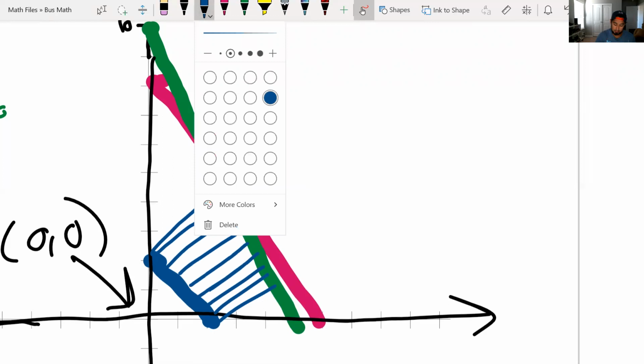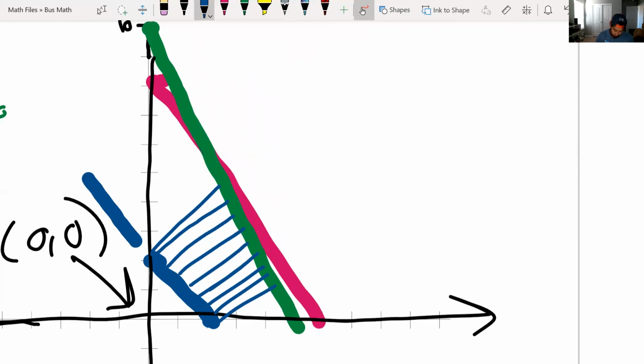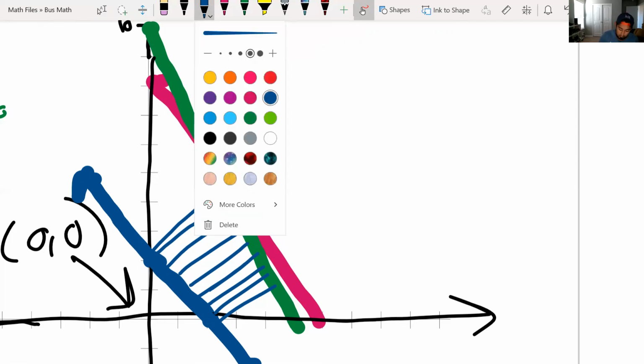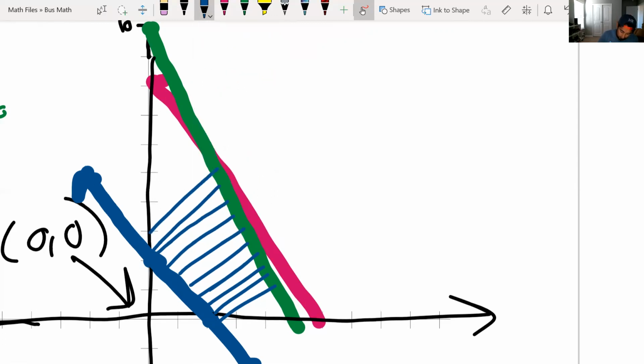I mean, and yes, technically this line does go on. I didn't extend them longer, but yes, this line looks like that, right? But our shadings are only contained in the first quadrant. So I could just keep these shadings going. There we go.